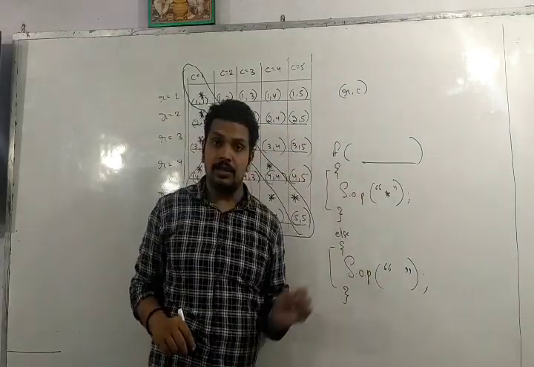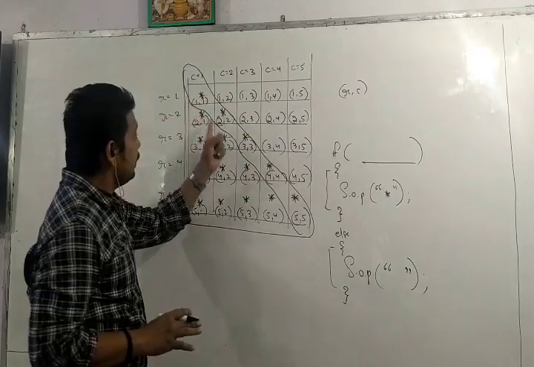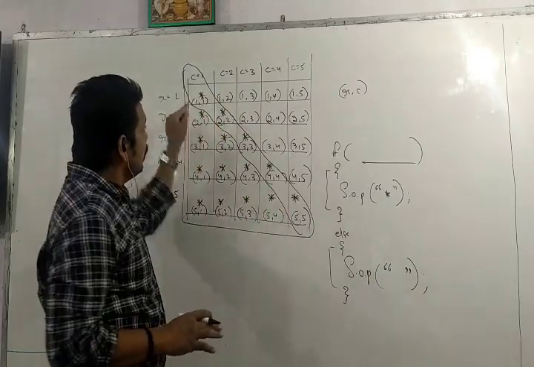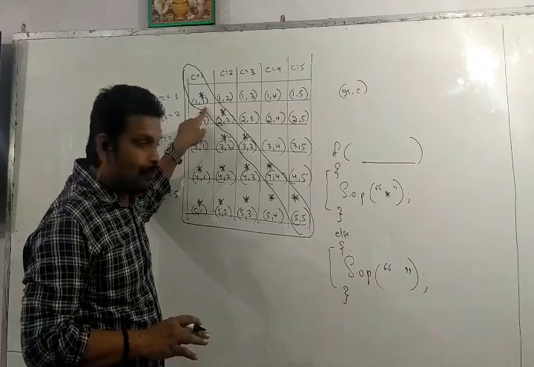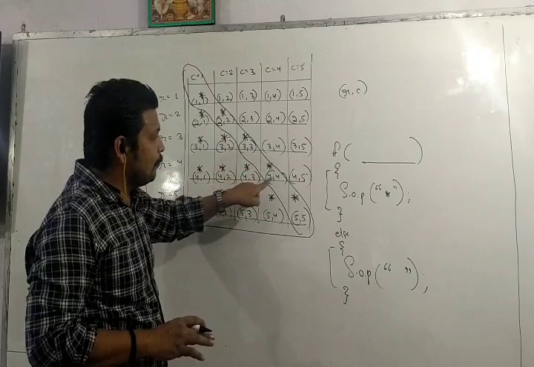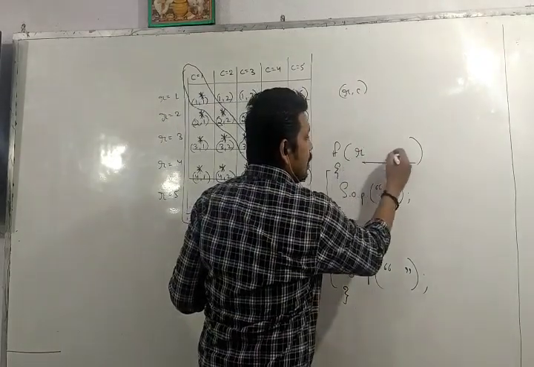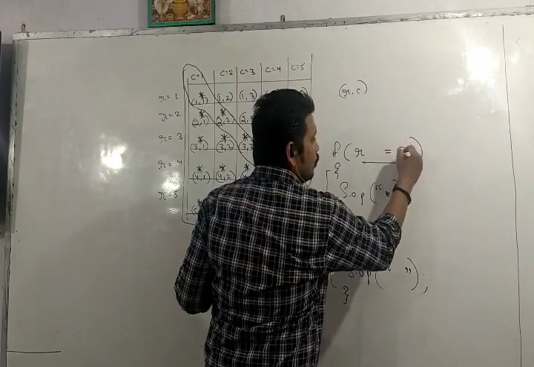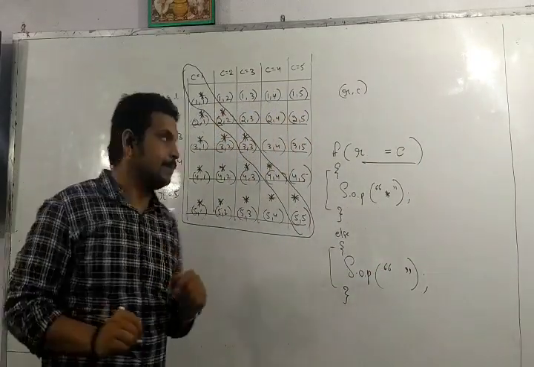Now what is the condition in which the star is getting printed? You can see in the boundary the R value is equal to the C value. Yes or no? Here 1 is equal to 1, 2 is equal to 2, 3 is equal to 3, 4 is equal to 4, 5 is equal to 5. So we can write R is equal to C.